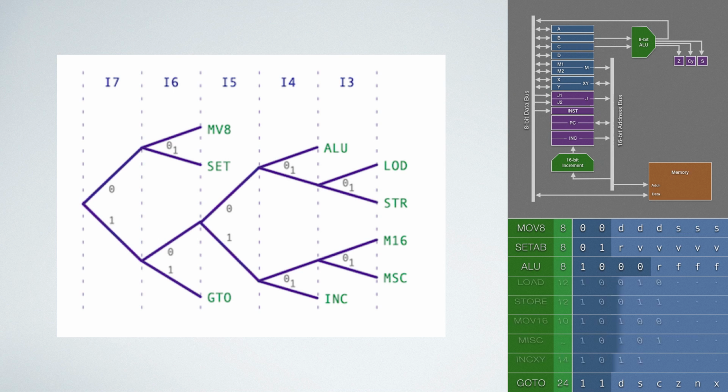So if we transfer those values into the table on the right, you can see the load, store, move 16, MISC and increment XY over there. Now I put dots in for the actual arguments to those because we'll cover those later on, but just know for the moment that you have the prefixes there. So you can see that load is prefixed with 10010, and that gives us 3 bits to actually define exactly what type of load we want to do or where that load needs to go to.